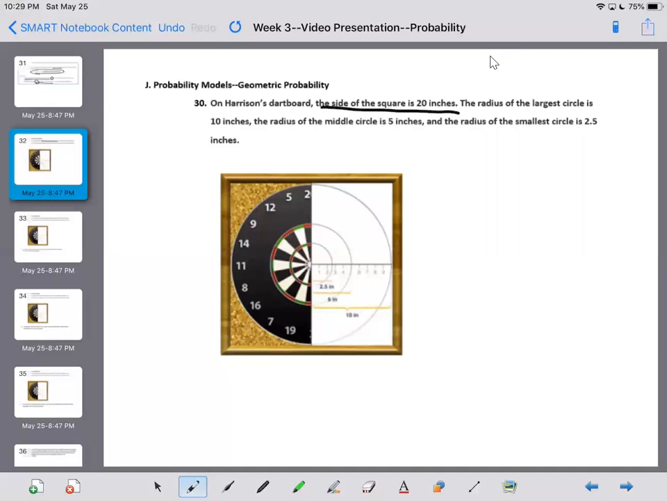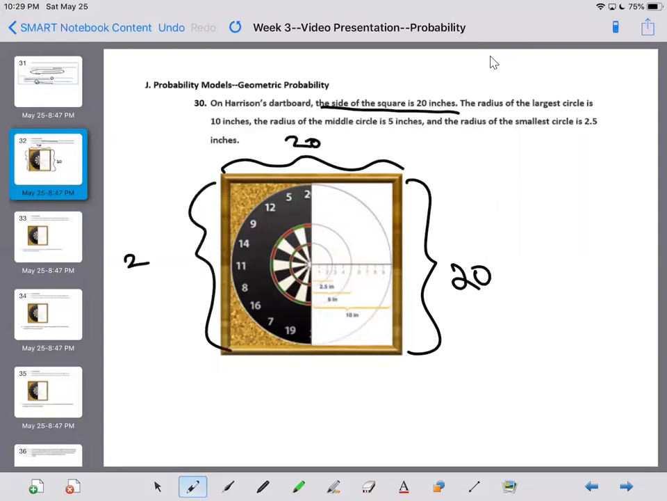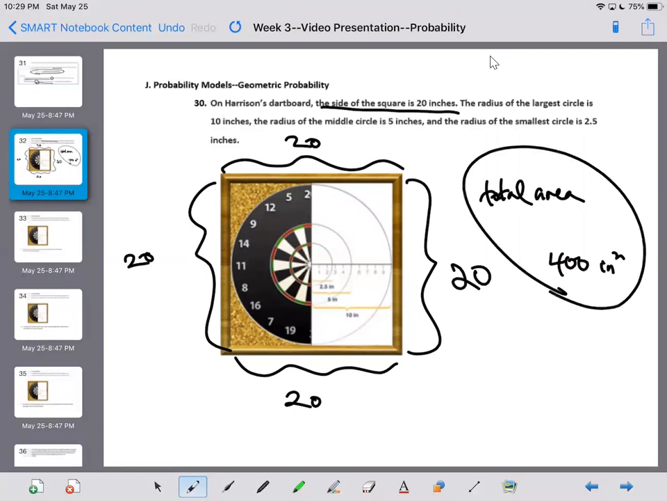So then we know we have a square and all the sides are 20. When we're thinking about total area, this would be a 20 by 20, so it would be 400 square inches. Without the circular dartboard, the square would be 400 square inches.